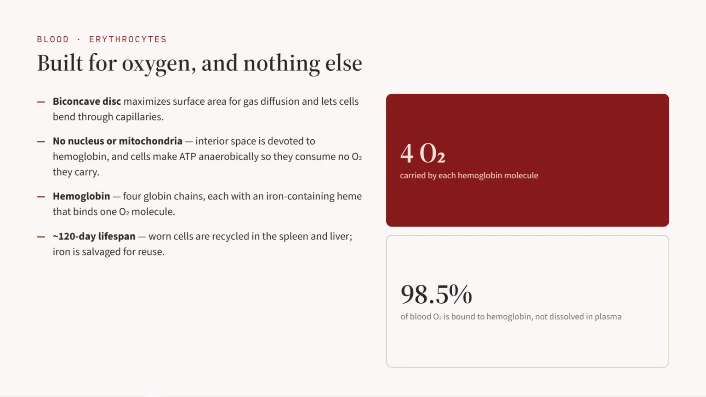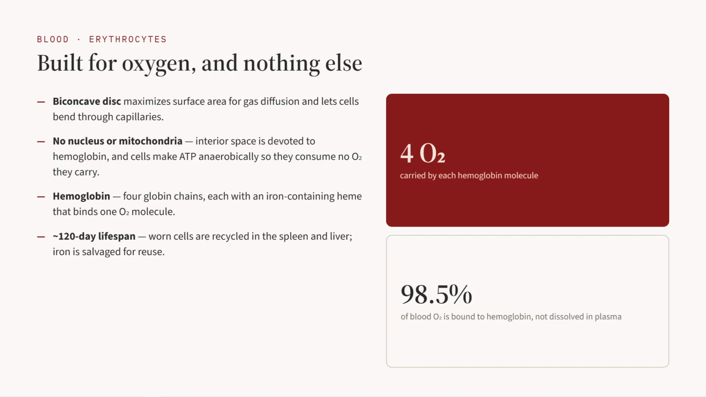Now the red blood cell, a cell built for one job: carrying oxygen, and stripped of everything that doesn't serve it. It's shaped like a biconcave disc, which maximizes surface area for gas exchange and lets it bend through the narrowest capillaries. It has no nucleus and no mitochondria. That interior is packed with hemoglobin instead. And because it has no mitochondria, it doesn't burn any of the oxygen it's carrying.